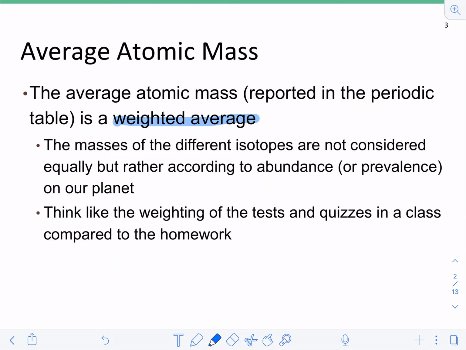All right, so it's similar to weighting of like tests and quizzes in a class compared to the homework. It just takes up a higher percentage versus the homework, which is a small percentage.